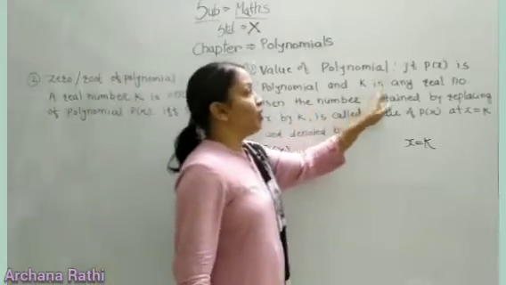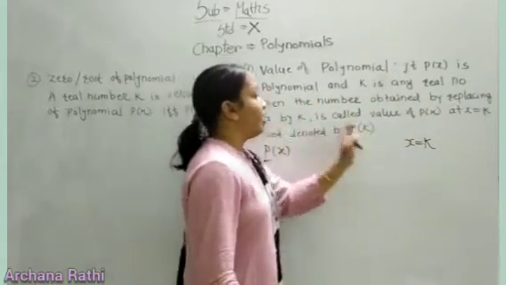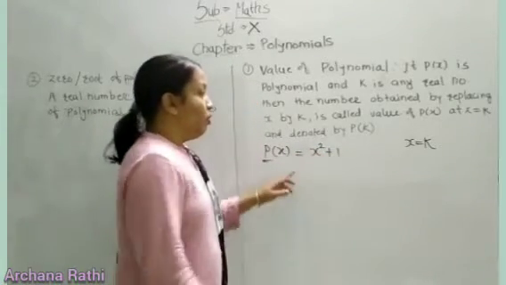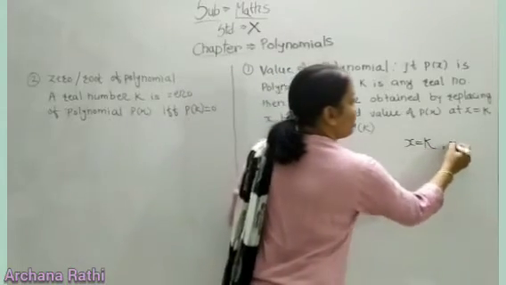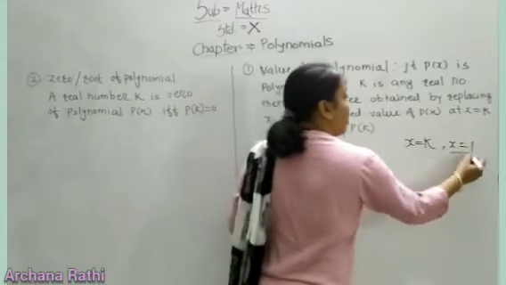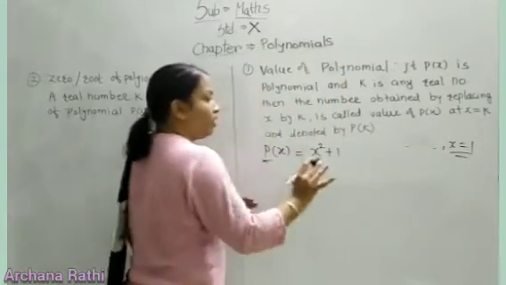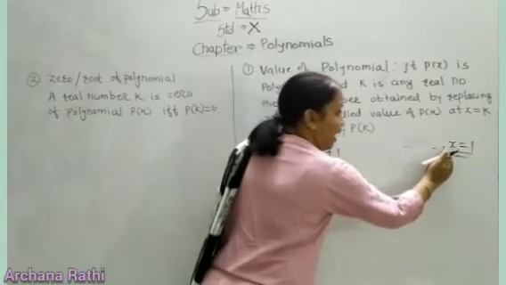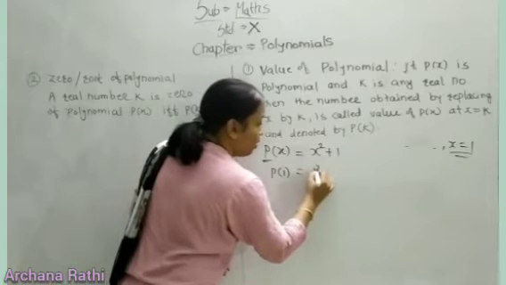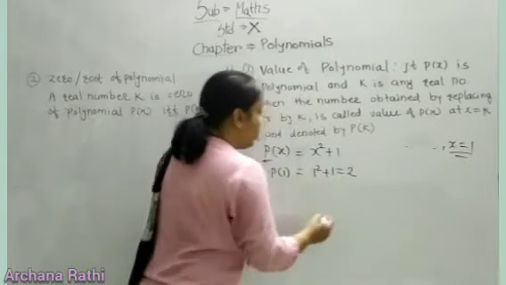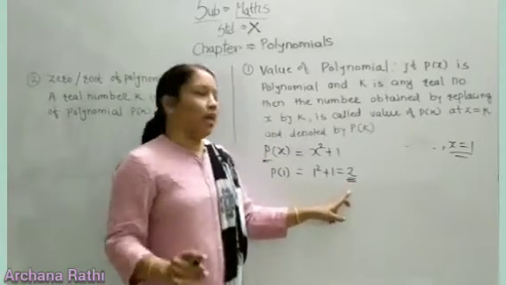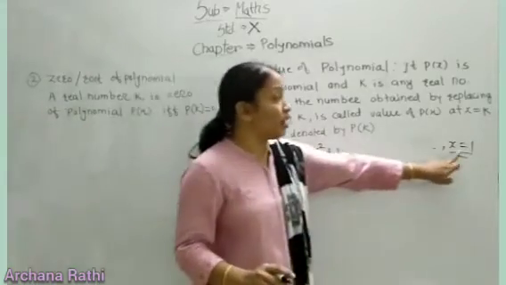Then the number obtained by replacing x by k is the value. Suppose p of x is x square plus 1. Suppose I take x equal to 1. You have to find the value of p of x at x equal to 1. Then you just have to replace the x by 1. So p of 1 equals 1 square plus 1, that is 2. This number 2 is called the value of the polynomial at x equal to 1.